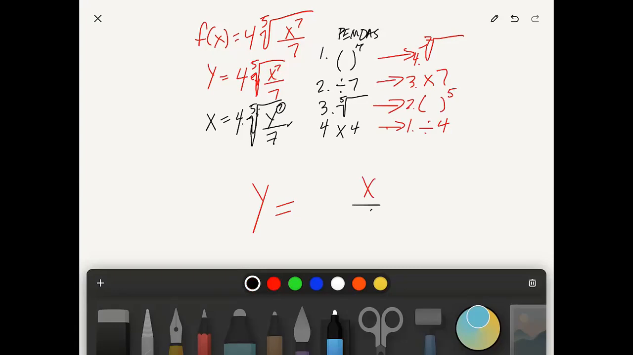We're going to divide by 4. We're going to raise that whole thing to the 5th power. We're going to multiply that by 7. And then we're going to take the 7th root. And that's what we get.